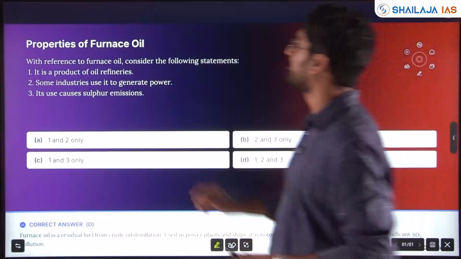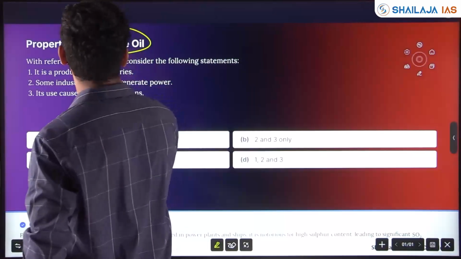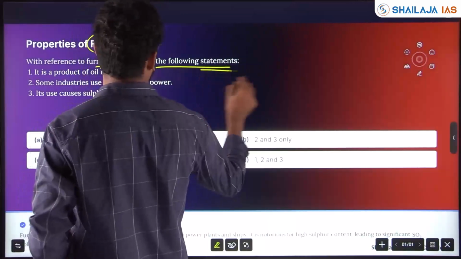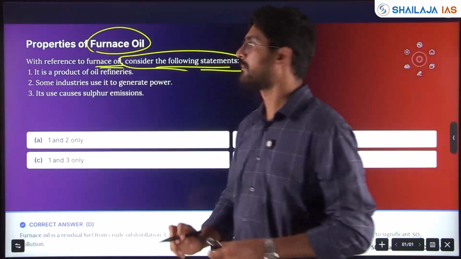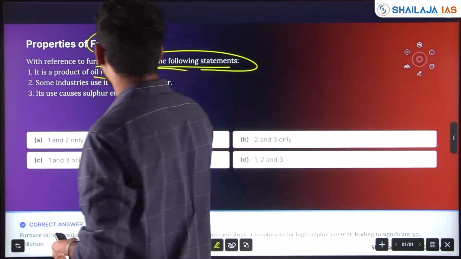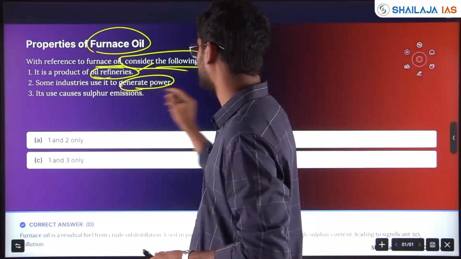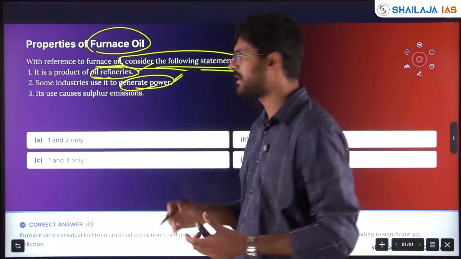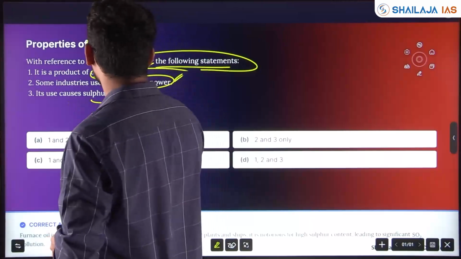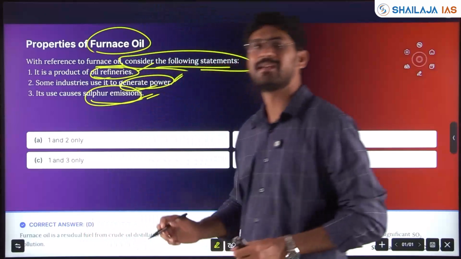This is with respect to properties of furnace oil. With reference to furnace oil, consider the following statements. It is a product of oil refineries. Yes. Some industries use it to generate power. Yes, in shipping, in generating power, some industries use it. It causes sulfur emissions. Yes, all are generic statements.